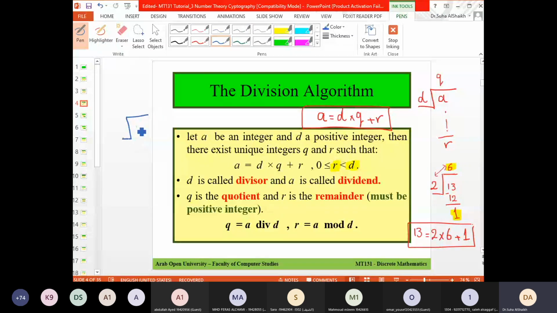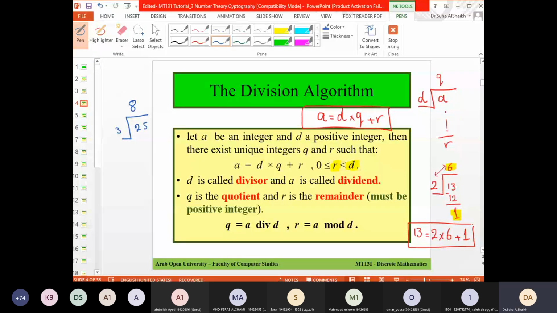Let me give you one more example. If, for example, I'm dividing 25 by 3. What's the result? Use your calculator. Enter the 25 and divide it by 3. What's the result? You get 8.3. Use the calculator. Divide 25 by 3. It's 8.3. We agreed that we don't take the 0.3. We remove the 0.3, so we just write 8.